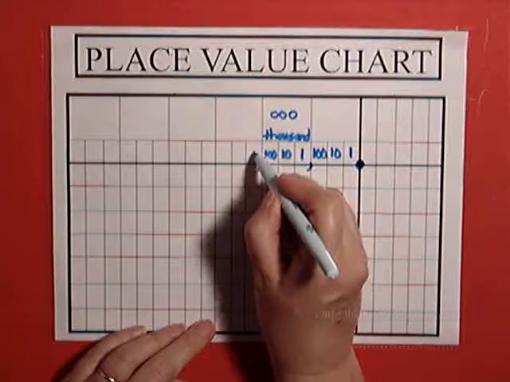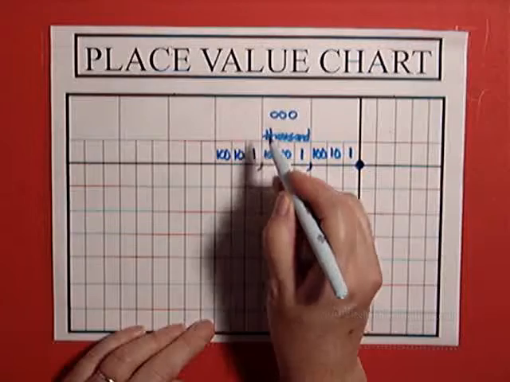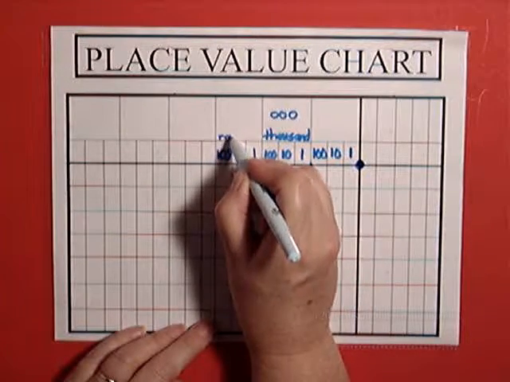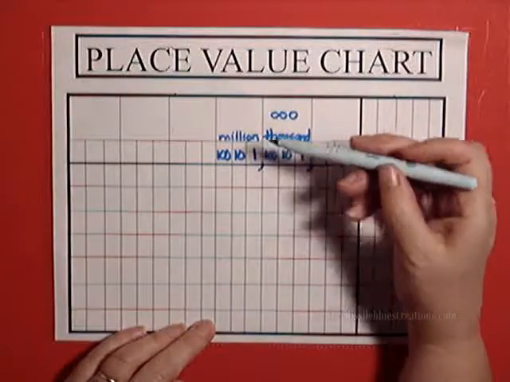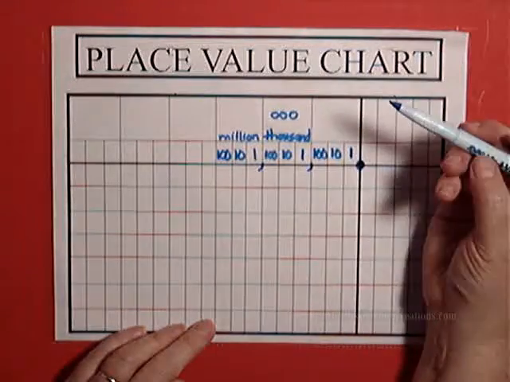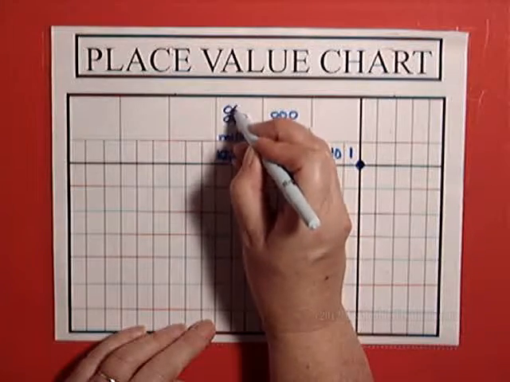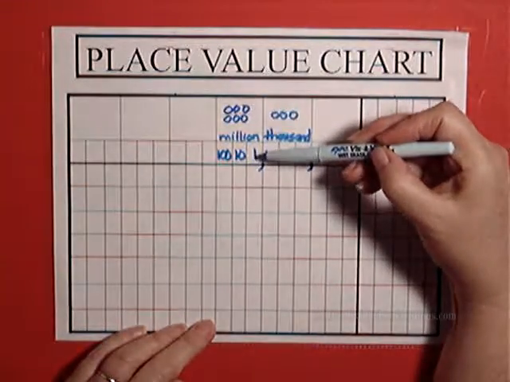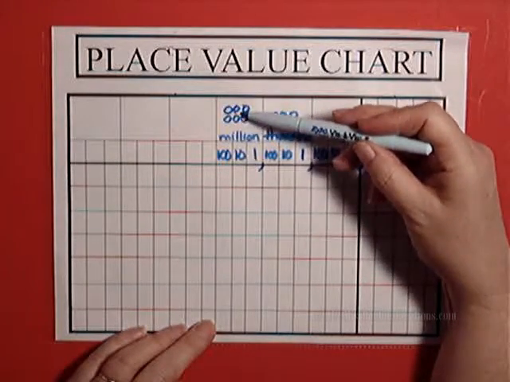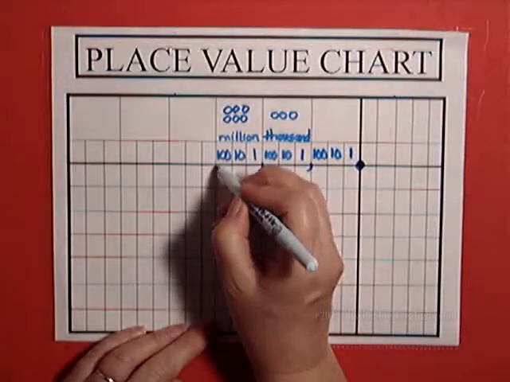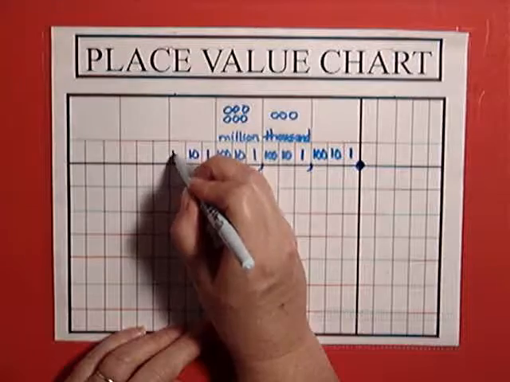We'll repeat this pattern, 1, 10, 100, and after thousands we have millions. So it is 1 million, 10 million, 100 million, and million has 6 zeros, so we will put 6 zeros up here. So it's actually a 1 with 6 zeros, a 10 with 6 zeros, and a 100 with 6 zeros. Let's put another comma in.